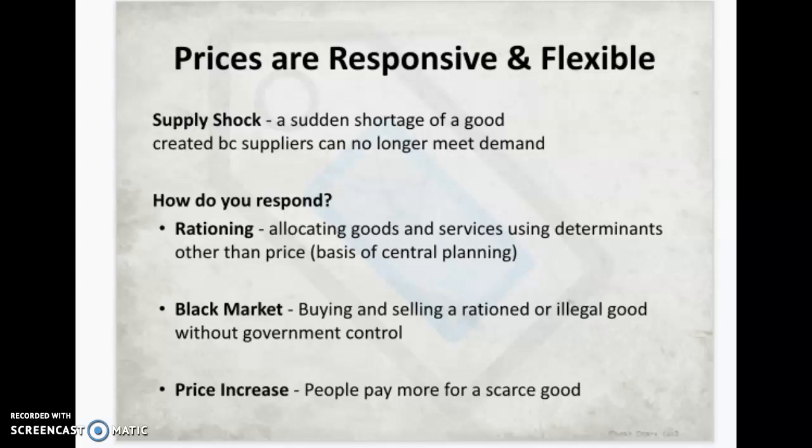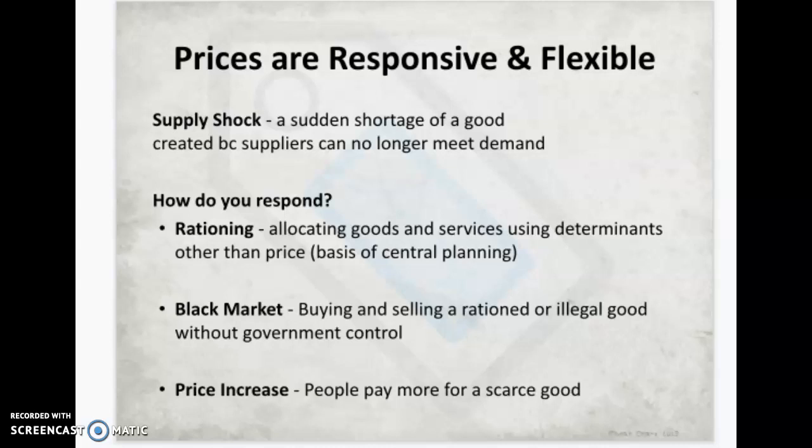The first thing is sometimes you have a sudden shortage of a good, and we call that a supply shock. It shocks the marketplace. And that's typically created because suppliers can no longer meet demand. So maybe there's been a huge demand for a product that they just weren't ready for, and we call that supply shock, where there's just a sudden shortage. So how do people typically respond? Well, there might be some type of rationing involved.